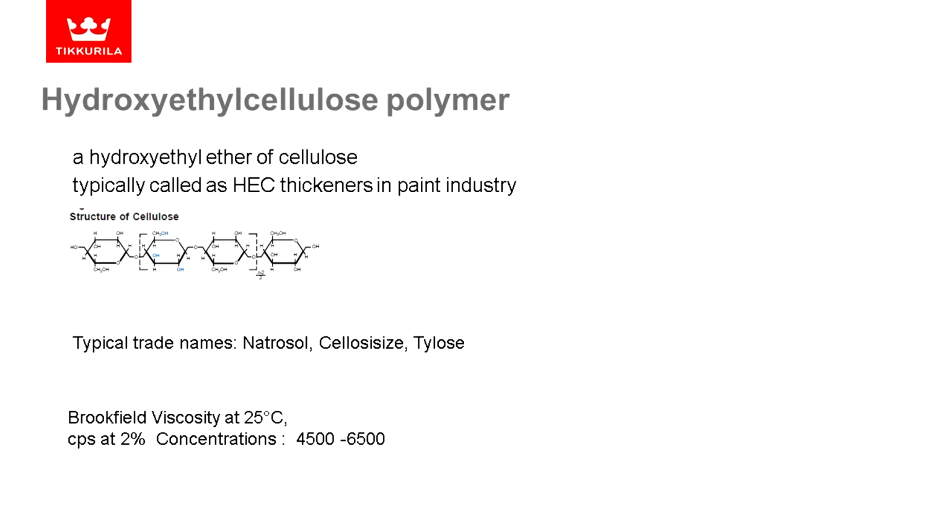It's called hydroxyethyl cellulose polymer. So that means that it's a hydroxyethyl ether of cellulose, and you can see the structure on the screen. And it's a really typical thickener for the paint industry, but also for shampoos, that kind of consumer products also. It's a really old type of thickener, but it's still used a lot because it's really effective. You can have really nice viscosity properties with it.